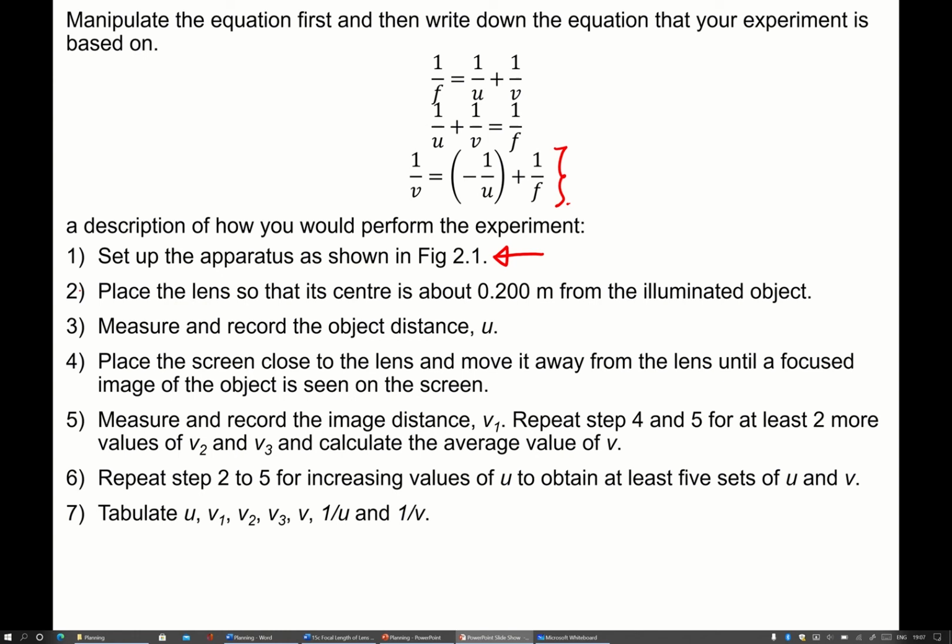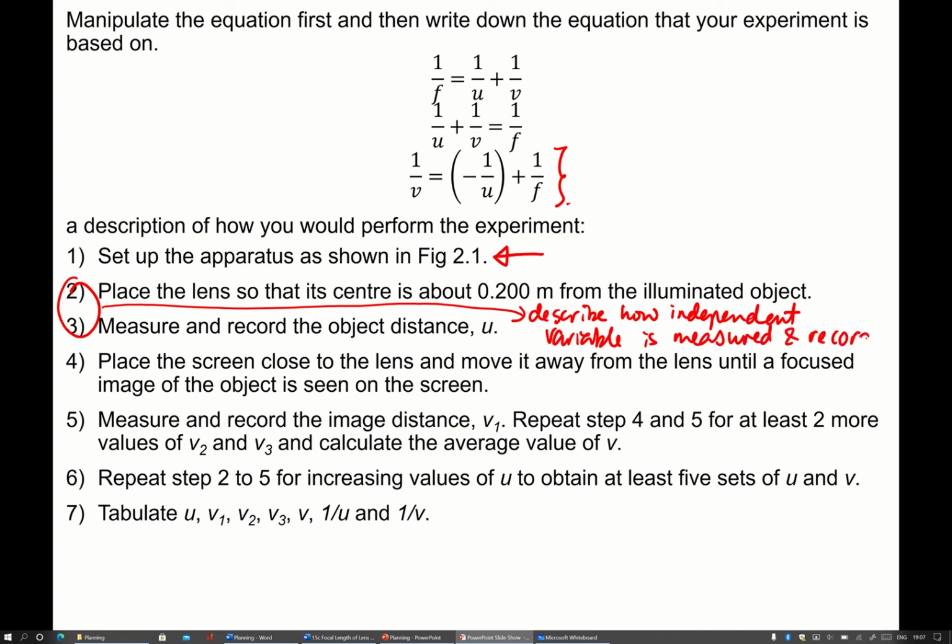This step here, 2 and 3. Alright, 2 and 3. You are actually trying to describe how the independent variable is measured and recorded. Okay, step 2 and 3, that's what you're describing, how you use the setup to measure and record your independent variable.